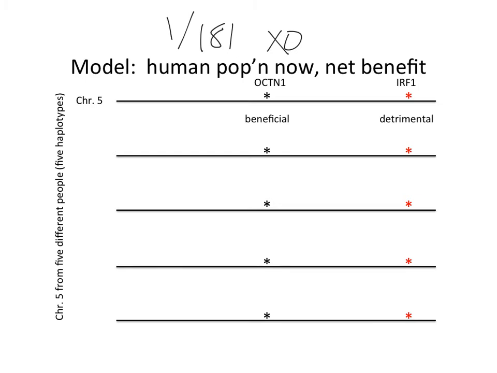If that happened, what would happen to the human population, to this chromosome? If you could have crossing over happen, then you could separate the beneficial and the detrimental mutations and generate chromosomes that only have the beneficial mutation. That just hasn't happened yet, apparently.